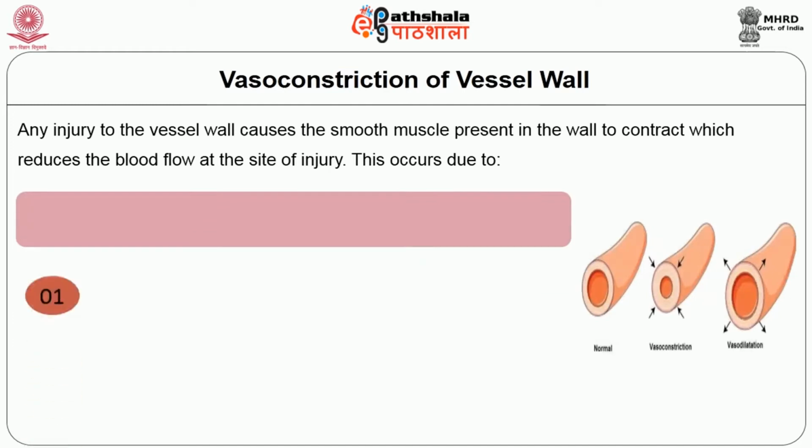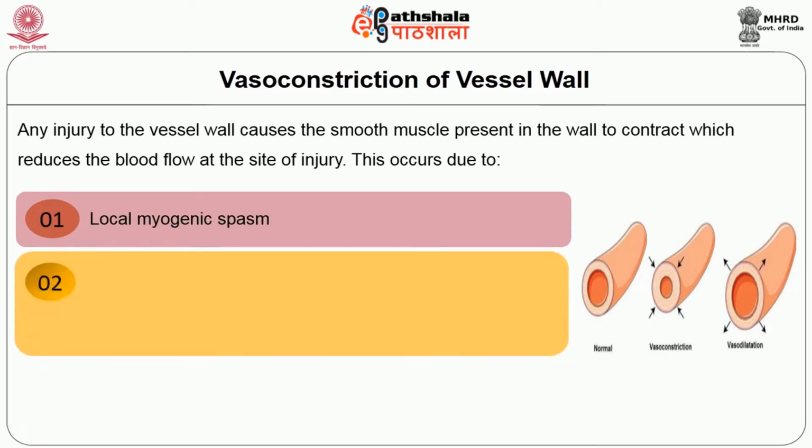So the first mechanism is the local myogenic spasm. That means whenever there is injury to the vessel wall, the smooth muscles present in the vessel wall will contract immediately. So this is called a local myogenic spasm.